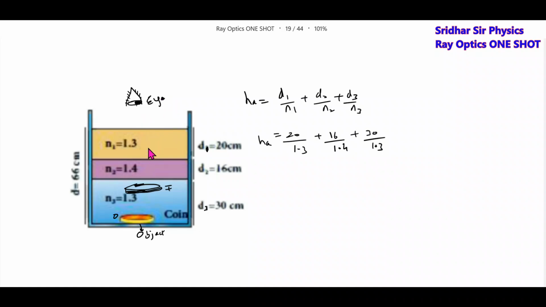If multiple liquids are there, I kept a coin in this beaker, which is filled up with 3 liquids, N1, N2 and N3. We have to calculate the apparent depth. Then the apparent depth will be the sum of the apparent depths due to the individual liquids, liquid 1, liquid 2, liquid 3: D1 by N1, D2 by N2, D3 by N3. Solve it, we'll get the image position. This particular coin, though it is here, for this human eye, will be visible here.